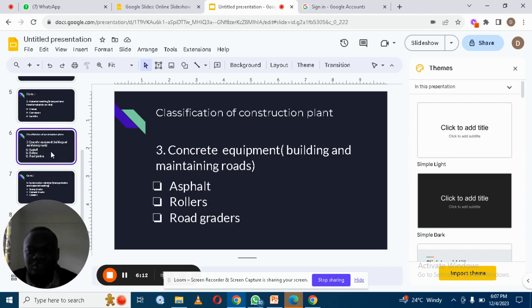Then we move on to number 3. We have concrete equipment. This one is asphalt, rollers, road graders. These ones are mainly used for building and maintaining roads.